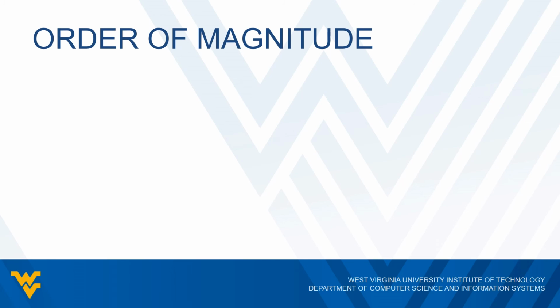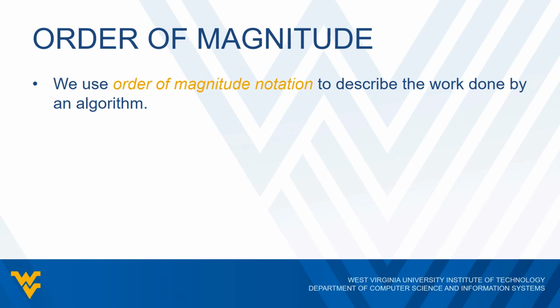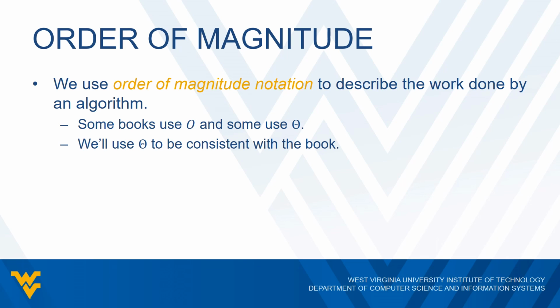Whenever we're describing the work that's done by an algorithm, we use what's called the order of magnitude notation. Now, this notation differs just a little bit by books. Some books will use big O, or what's called the big O notation. Some books will use capital theta or theta notation. Now, there is a distinct difference between big O and theta, but just to be consistent with the book, we're going to use theta for our order of magnitude notation.